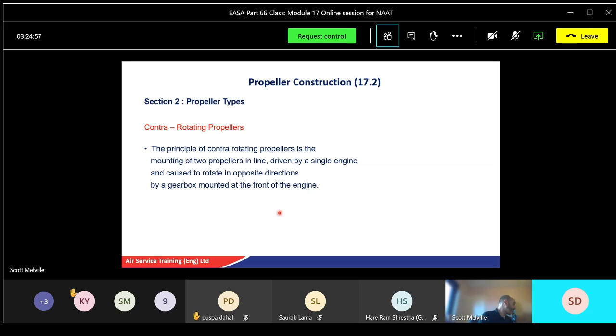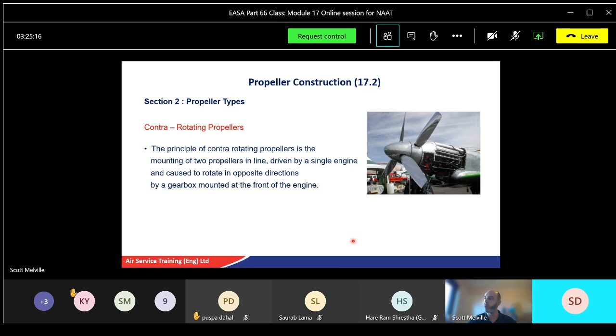Yeah, so what I'll do, I'll just finish that contra-rotating one, and that'll do for lunchtime. So let's have a look at this one. Contra-rotating propellers, basically it's a propeller with another propeller behind it, but they rotate in opposite directions to each other, so they balance each other out. Driven by a single engine and caused to rotate in opposite directions.